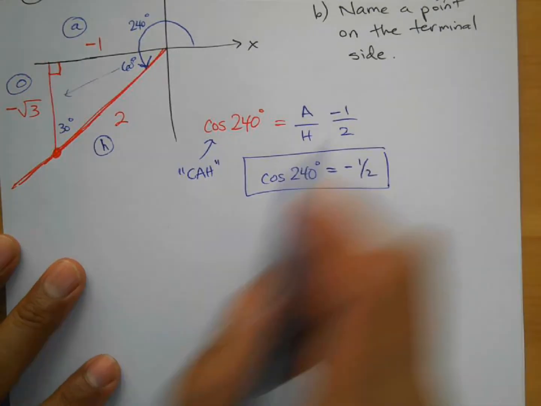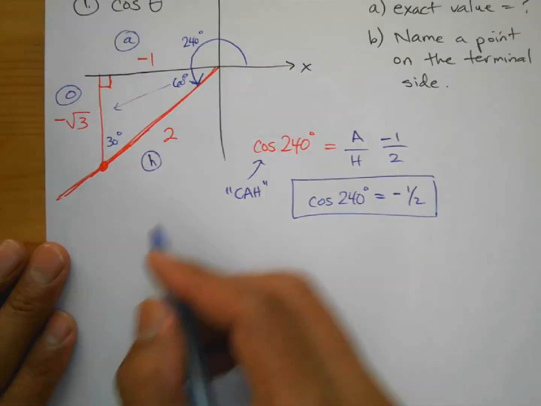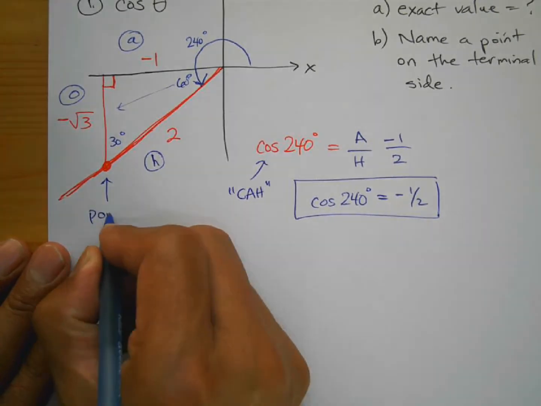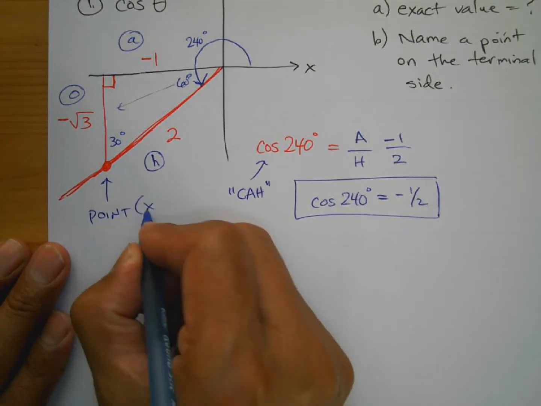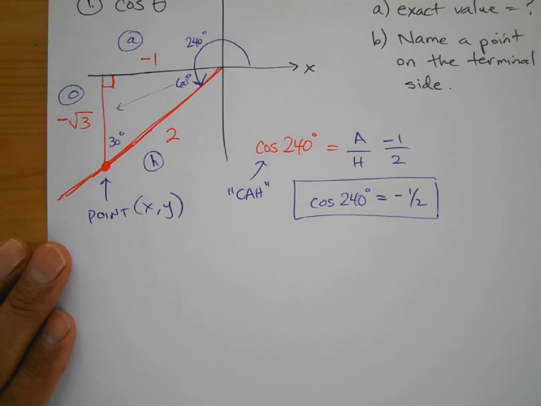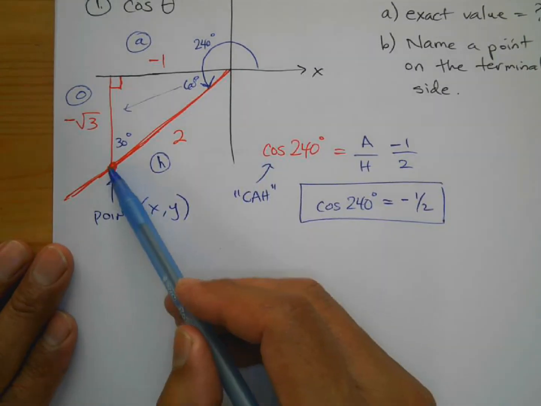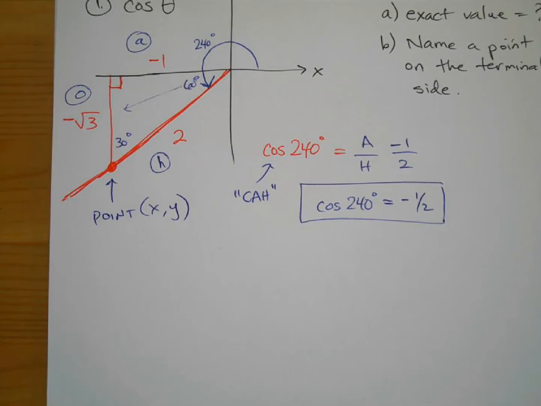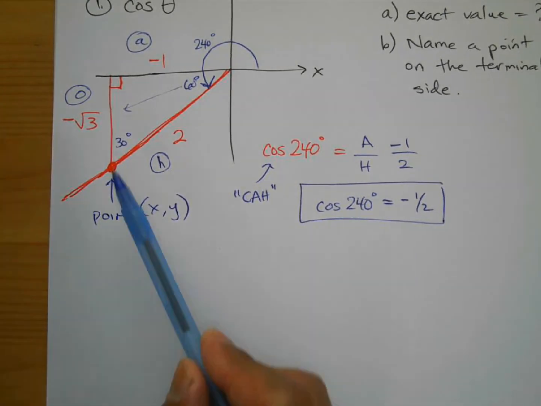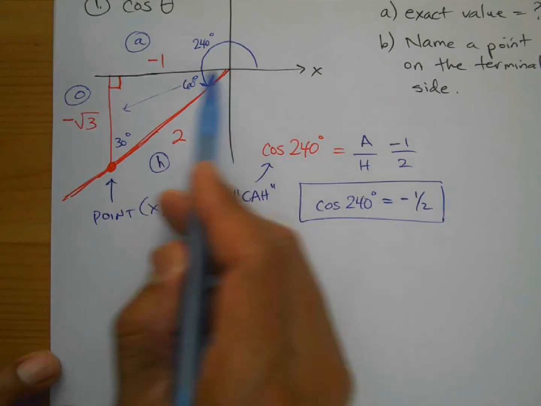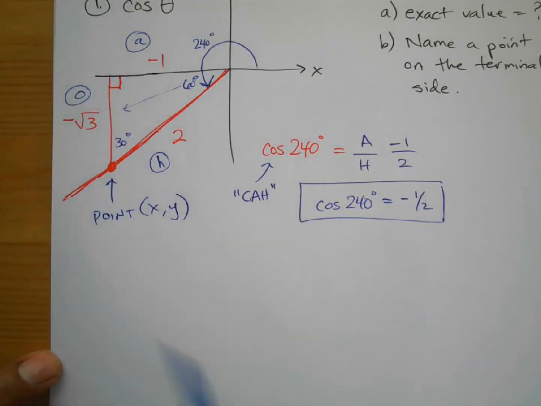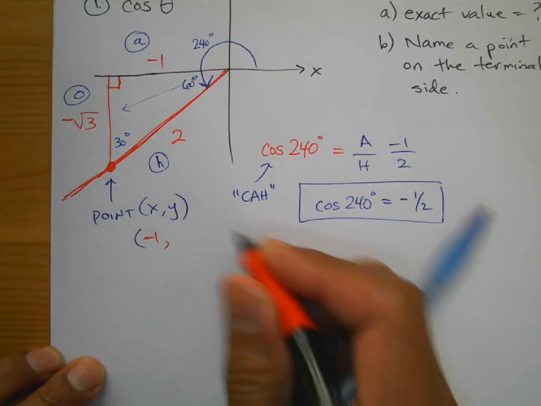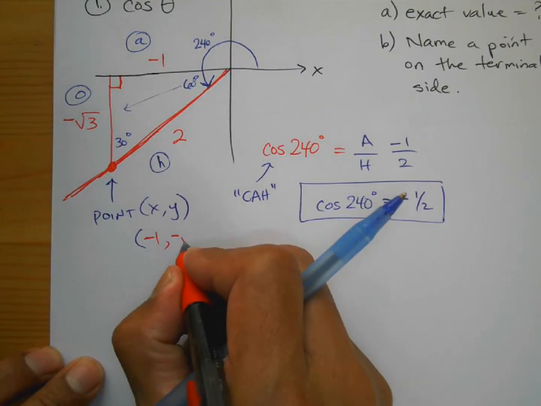Find the exact value. Part B, name a point on the terminal side. Well, this is the point right here. What is the coordinate for a point that would be here? If I'm using these sides, what would be the point that would lie on this terminal side? Well, I got my x and I got my y, so the x was what? Negative 1, comma, the y, negative root 3.